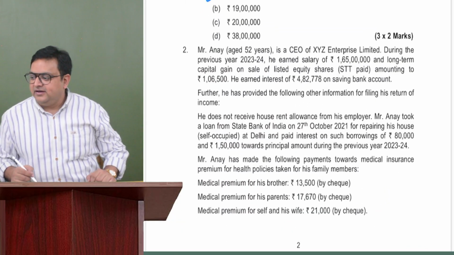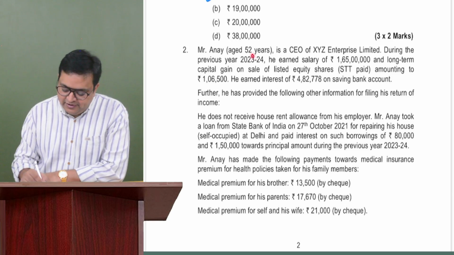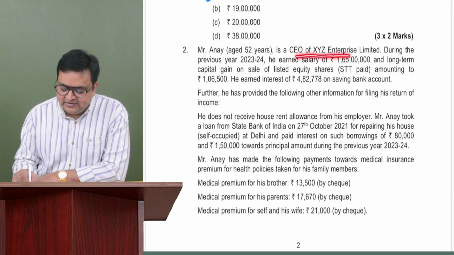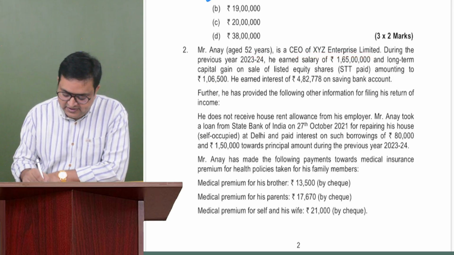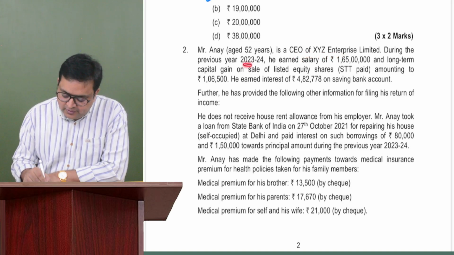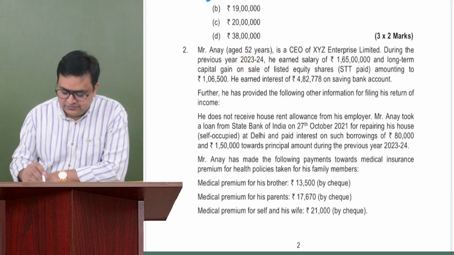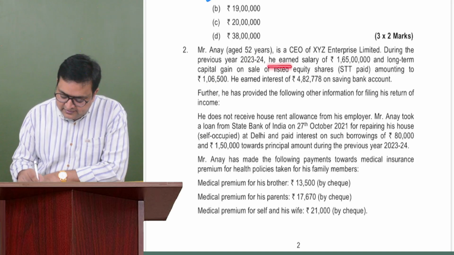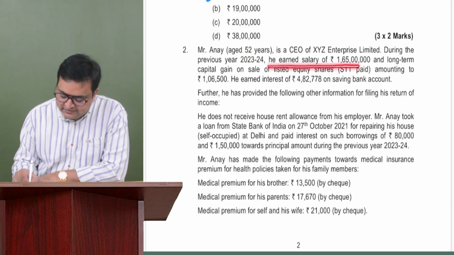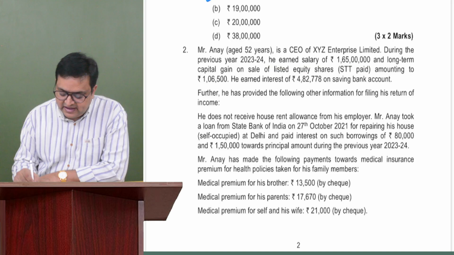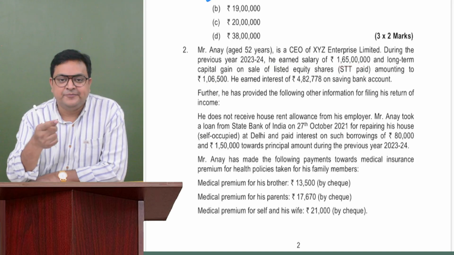It says Mr. Anay, age 52 years, is the CEO of XYZ Enterprises Limited. Okay. So he is a CEO of this company. During the previous year 23, and he is not a senior citizen also. He earned salary of rupees 1 crore 65 lakh. He's earning salary of 1 crore 65 lakh.